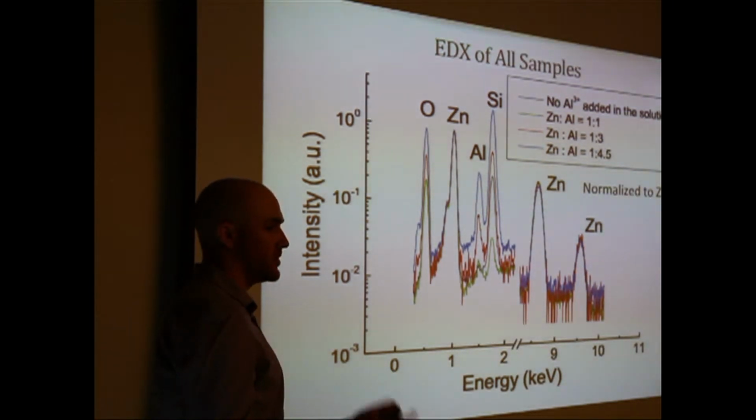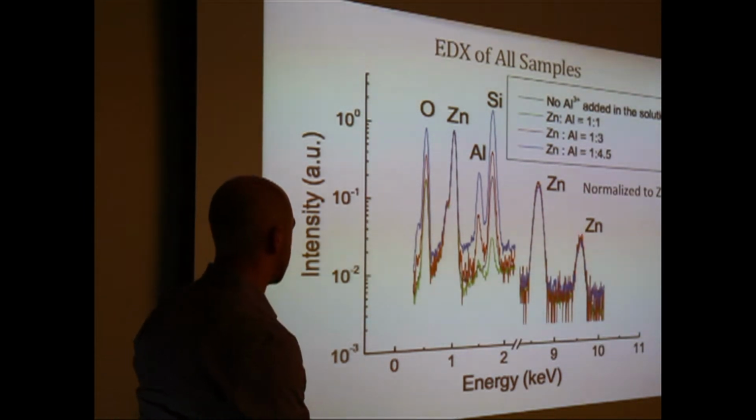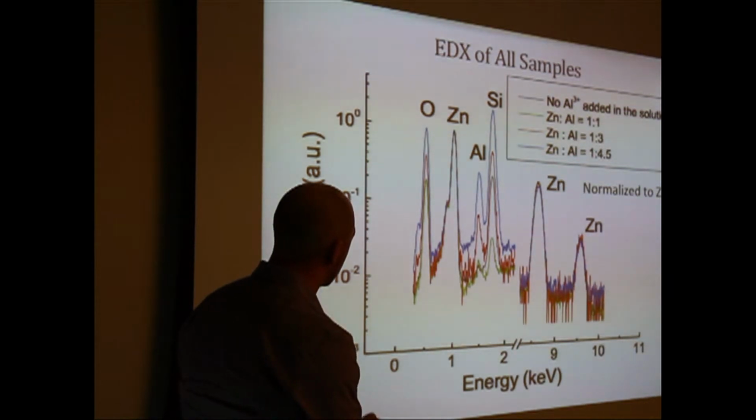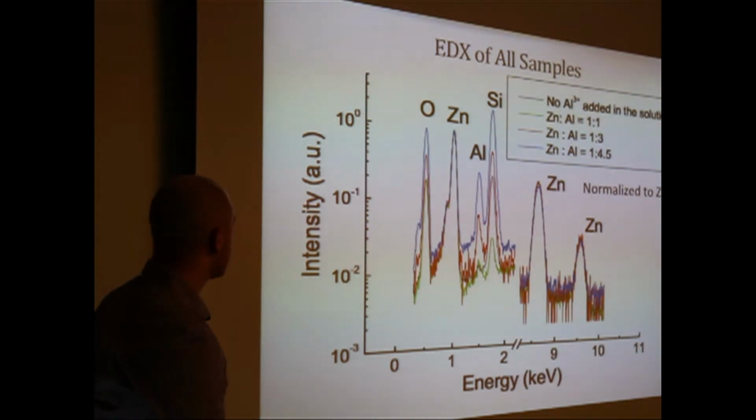When analyzing the EDX of all the samples, we normalized it to zinc because all we really want to know is how the aluminum is changing, not how the zinc is changing. As you can see here, as we increase the aluminum in the solution, we get an increase in aluminum in the film.